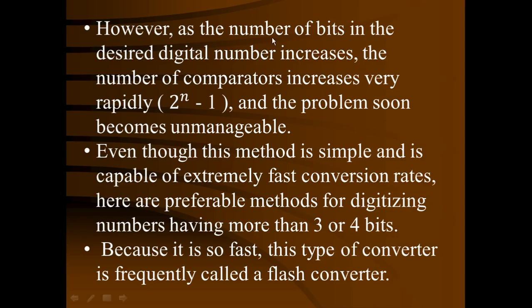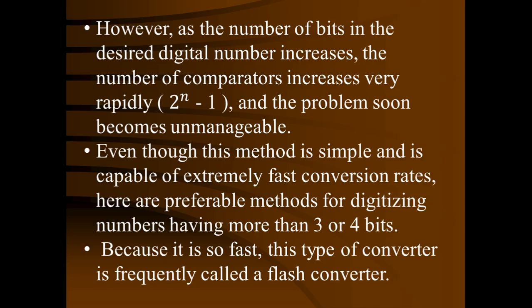However, as the number of bits in the desired digital signal increases, the number of comparators increases very rapidly, 2 raised to n minus 1, and the problem soon becomes unmanageable. Even though this method is simple and is capable of an extremely fast conversion rate, there is a preferable method for digitizing numbers having more than 3 or 4 bits.